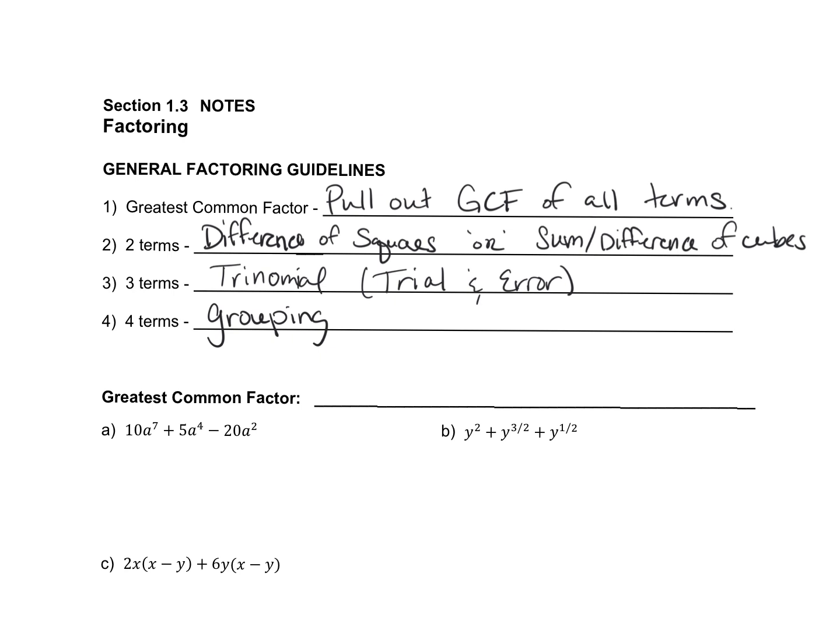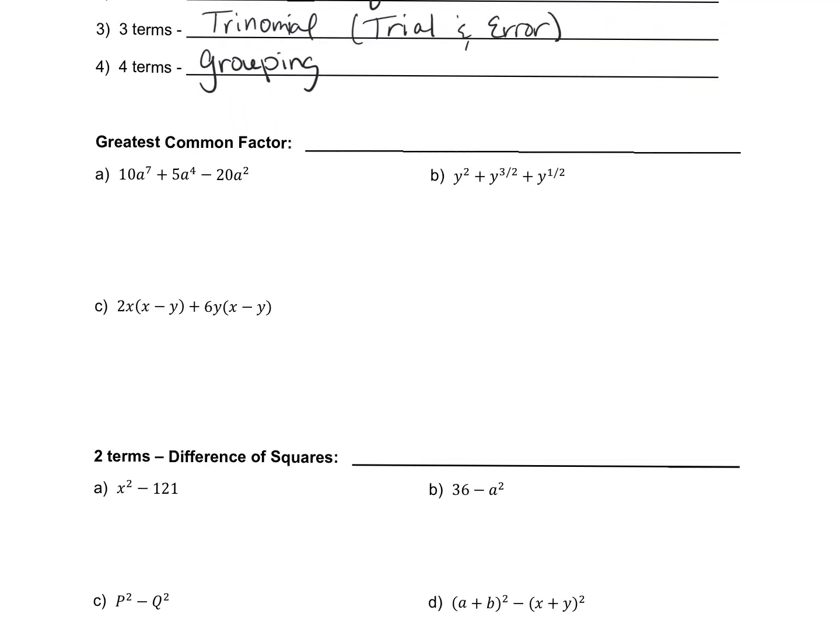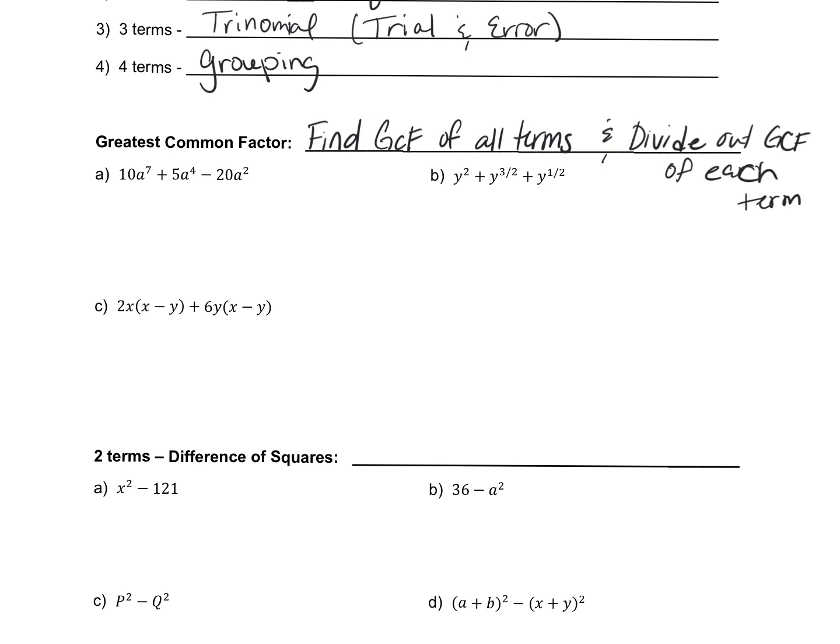Okay, so let's start with the first one, the greatest common factor. When you have the greatest common factor, you're going to find the GCF of all terms, and then divide out the GCF of each term.